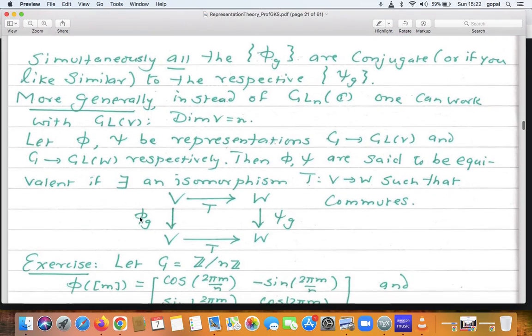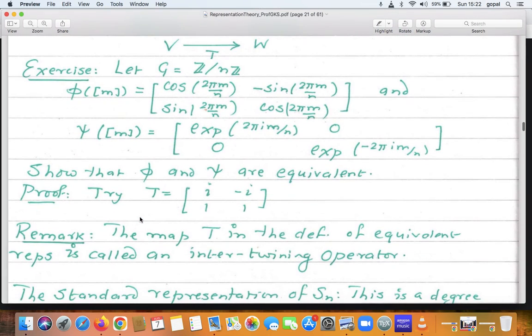Yes. Now, a simple example of equivalences: I could take the cyclic group of order n, and I have the representation that I have given you already. It takes the residue class of m to the matrix with rows cos 2 pi m by n, minus sine 2 pi m by n, and sine 2 pi m by n, cos 2 pi m by n. Another one, psi, takes the residue class m to the diagonal matrix with entries exp of 2 pi i m by n and exp of minus 2 pi i m by n.